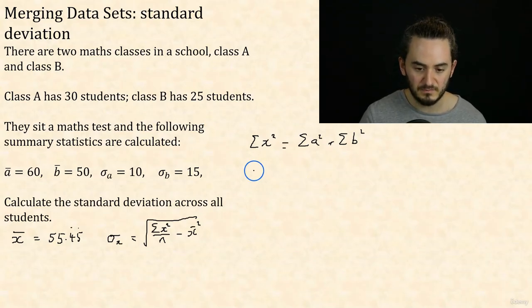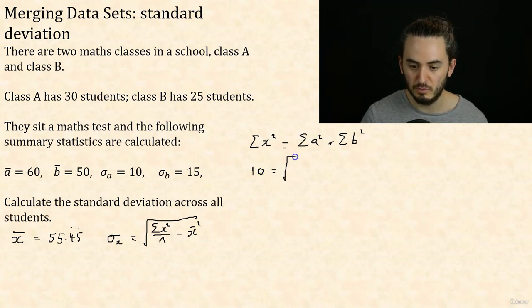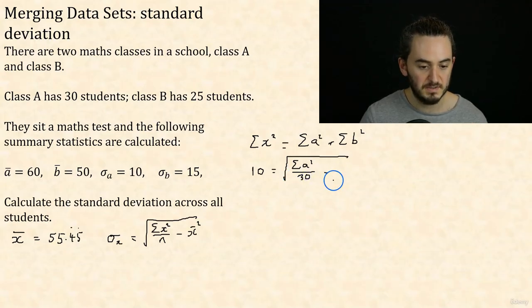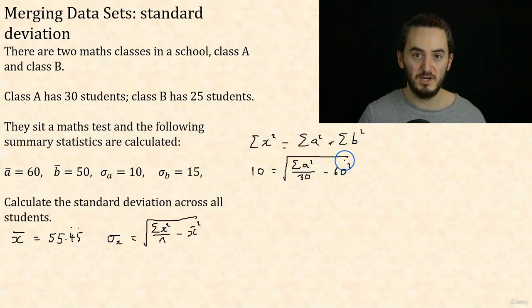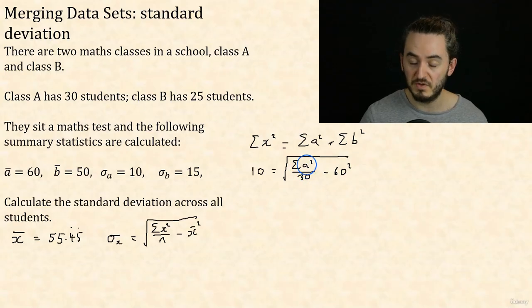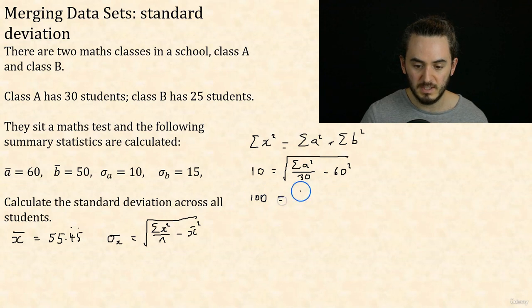So the standard deviation for A, which is 10, is, because of the rule for standard deviation, the square root of the sum of all of the squared scores for A divided by the number of students in Class A, which is 30, minus the mean score for Class A, which is 60, squared. Well, notice there's only one unknown in this, so I can rearrange this to find what the sum of the squared scores is. So squaring both sides, I get 100 equals the sum of the squared scores in Class A over 30, minus 60 squared, which is 3,600.